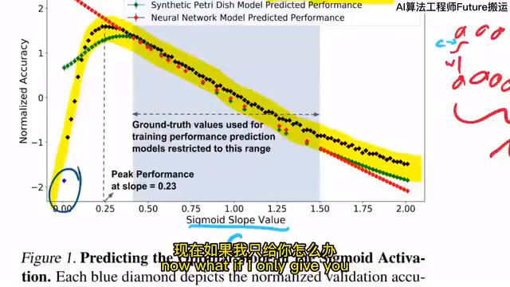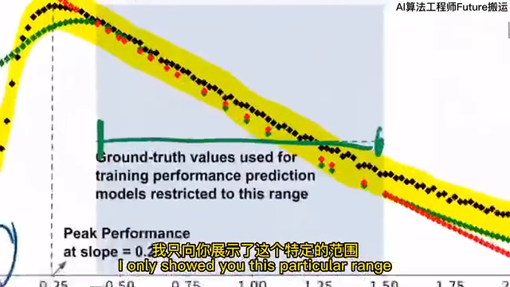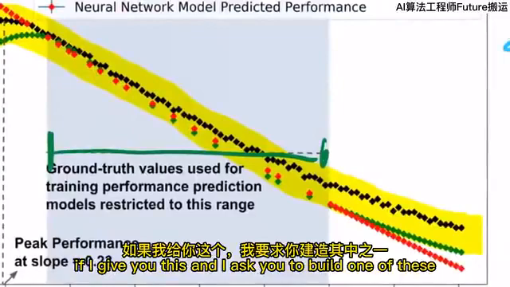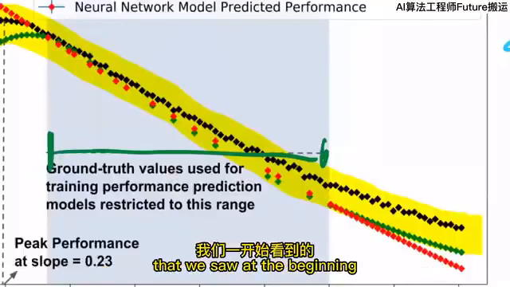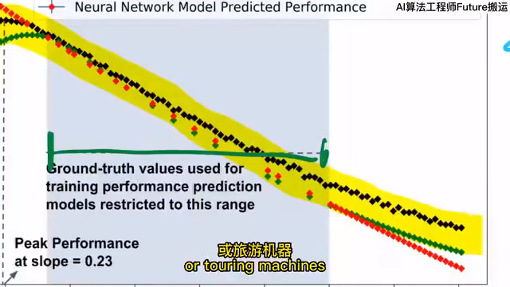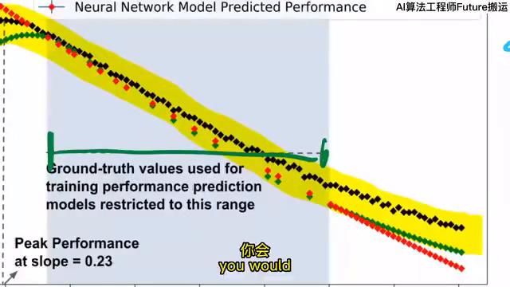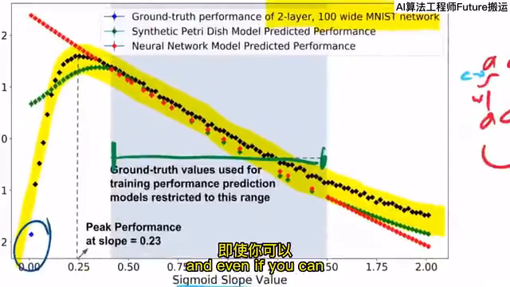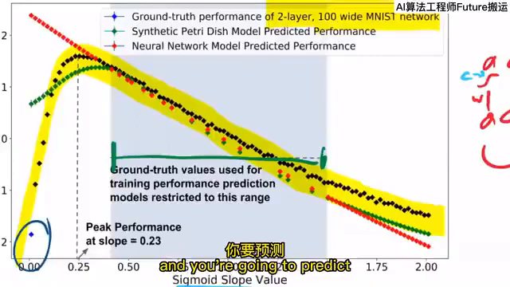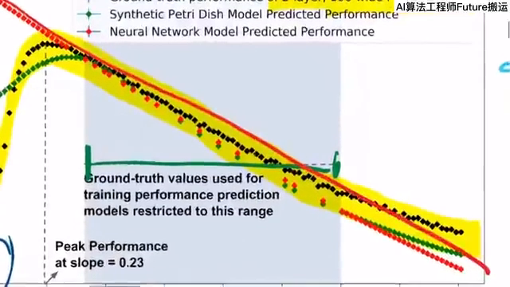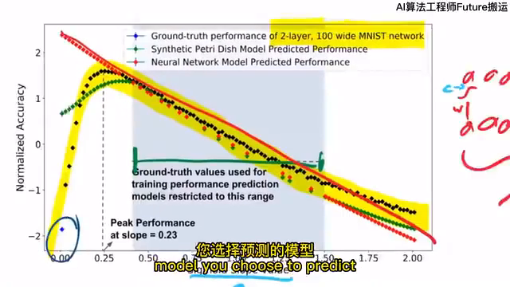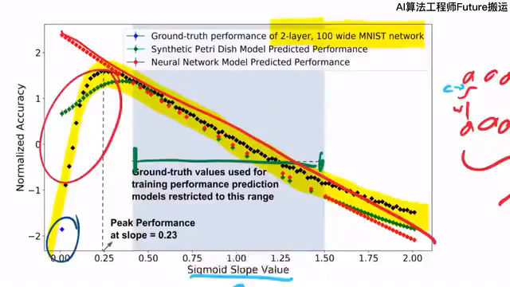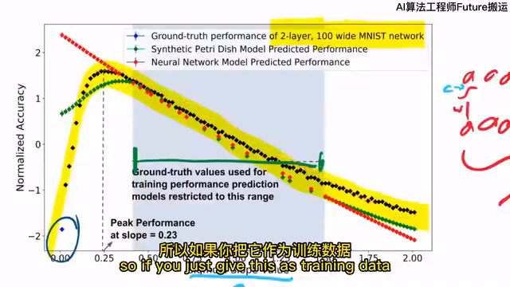Now, what if I only give you training data in this range right here? I only showed you this particular range. But if I give you this and I ask you to build one of these, please take the architecture and predict the performance that we saw at the beginning, like one of these Gödel machines or Turing machines, you would basically say, well, that looks to me like a line, so I'm going to predict the red thing here. And even if you evaluate a bunch of these, it just looks like a line, and you're going to predict there's probably a slope like this, right? This happens almost independently of which model you choose to predict right here. The training data simply doesn't give away the fact that there is this breakdown here, which happens in the real world. So if you just give this as training data, there's no way.